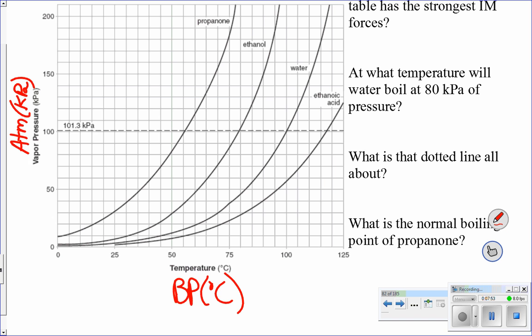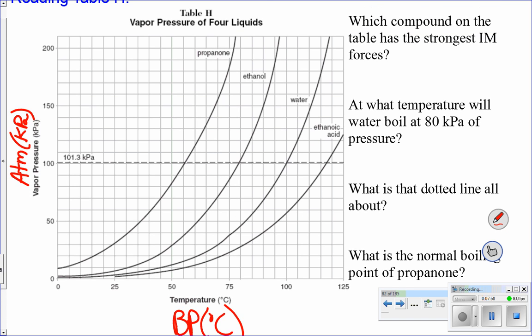Also, please notice your x-axis goes by 5s, your y-axis goes by 10. That can be confusing. Another thing to add, something that has a very high boiling point is going to have a lower vapor pressure. That tells you you have strong intermolecular forces. Higher vapor pressure, lower boiling point, weak intermolecular forces. So these are actually ranked on this table by their intermolecular forces. The strongest intermolecular forces on the table are ethanoic acid.